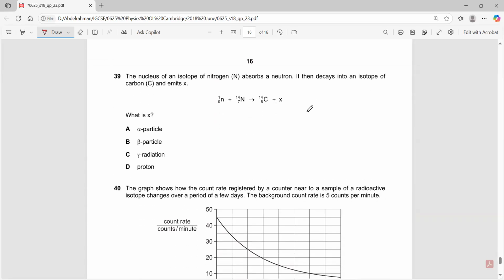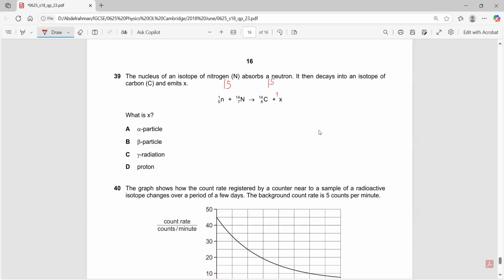The nucleus of an isotope of nitrogen N absorbs a neutron and then it decays into an isotope of carbon and emits X. What is X? Can I balance out this equation? Yes. The mass on the left hand side is 15. So the mass on the right hand side has to be 15 as well. Therefore, X has to be 1.